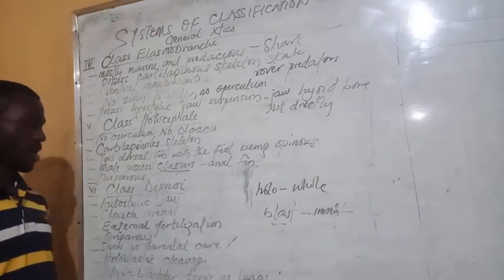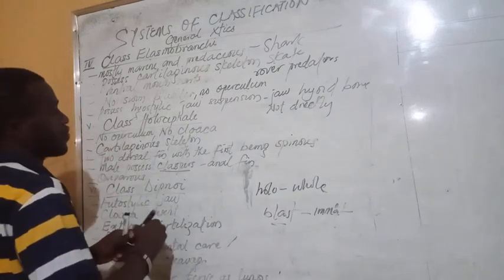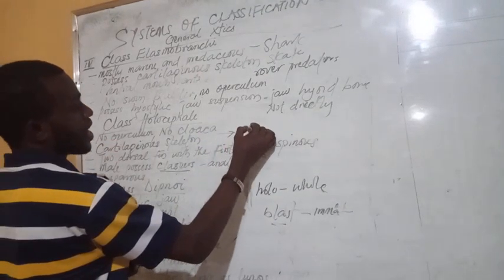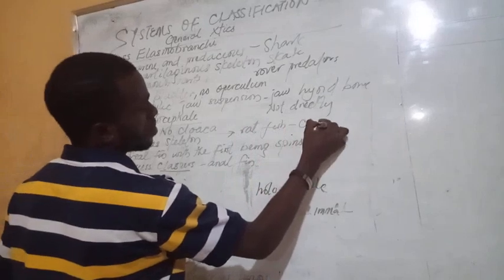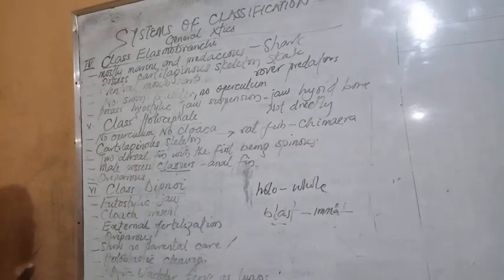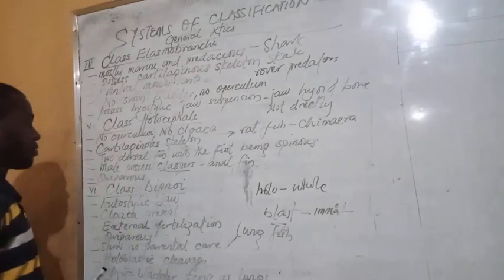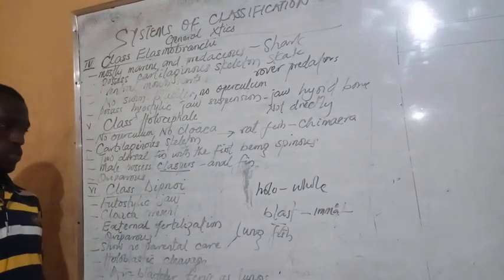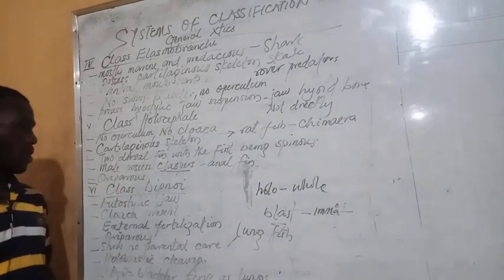Alright, then the air bladder serves as the lungs. So they use the air bladder as lungs. An example of the Holocephali is the ratfish, that is called the chimera. So all chimeras fall under the Holocephali group, and then the Dipnoi are mostly lungfishes. They belong to the class Dipnoi. Some families such as the Protopteridae fall under this group.